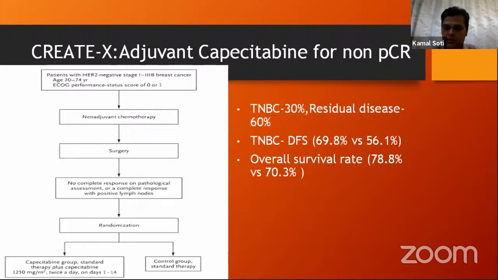Capecitabine was given in the dose of 1250 milligram per meter square from day 1 to day 14 every 3 weeks for 6 to 8 cycles.